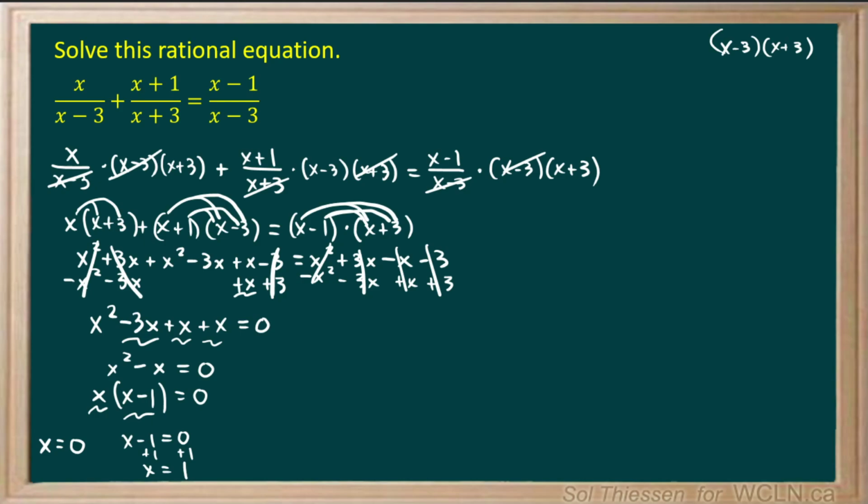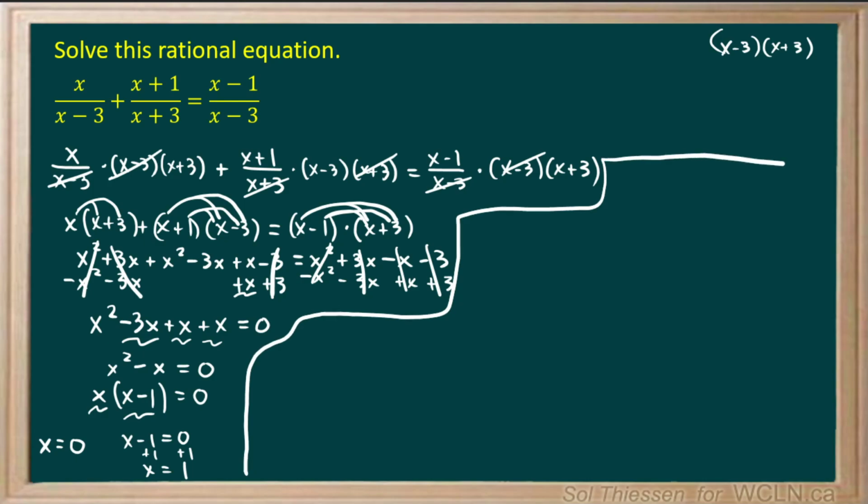Now we're not done yet. We actually have to test both of these solutions to make sure that they're not extraneous roots. So let's substitute these values in for x in our original equation. We don't have a whole lot of space, so I'm going to do the testing for x = 0 right here, and then hopefully in this space up here I'll be able to fit the testing for x = 1. So let's start with x = 0.